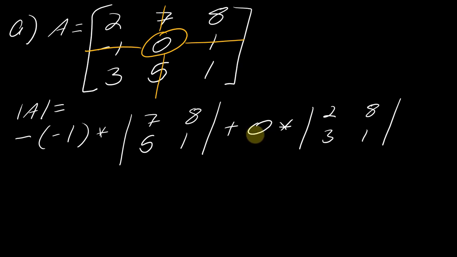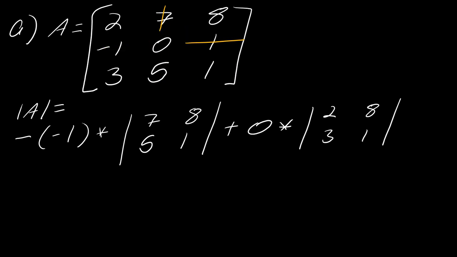So this is what I'm trying to tell you, that you can make a strategic choice of where to expand along, and then you can make the work a lot easier. Because if I see a 0, that's where I want to expand along, because then it's going to save me a bunch of work. Okay, so let's keep going.